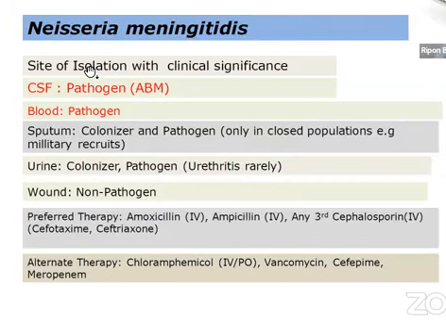Now, Neisseria meningitidis, gram negative. It is pathogenic when we get this organism in CSF, blood. In sputum, it may be a colonizer, also in urine, wound. But what is ABM? Please explain what is ABM. Acute bacterial meningitis. Acute bacterial meningitis caused by Neisseria meningitidis.